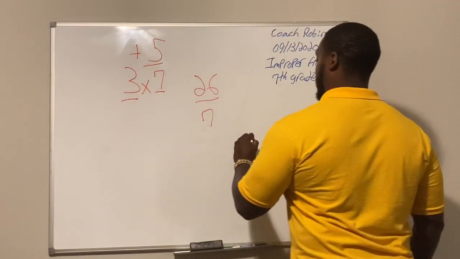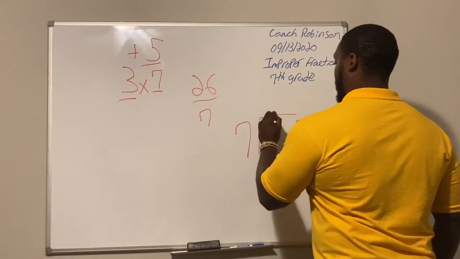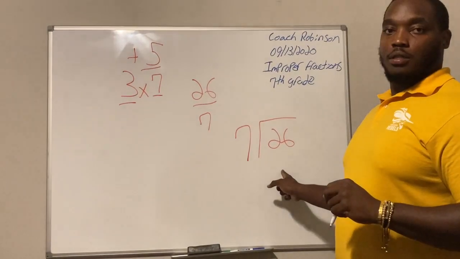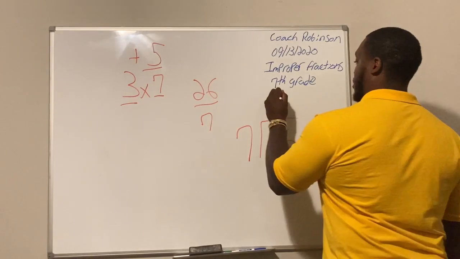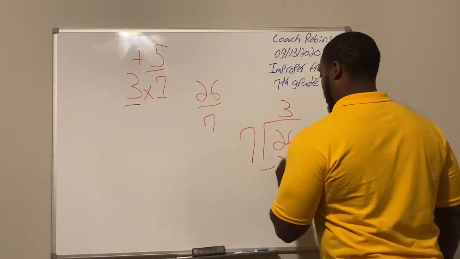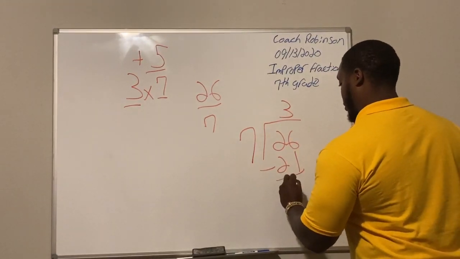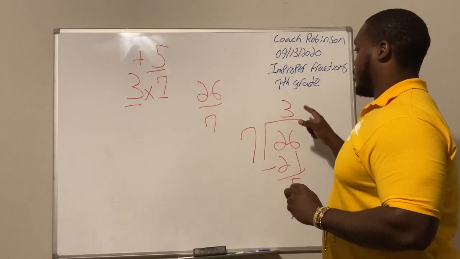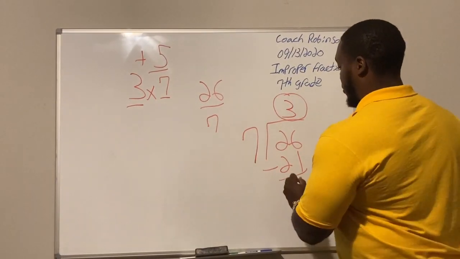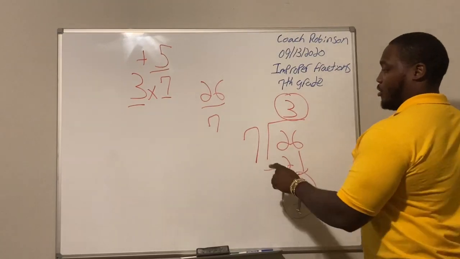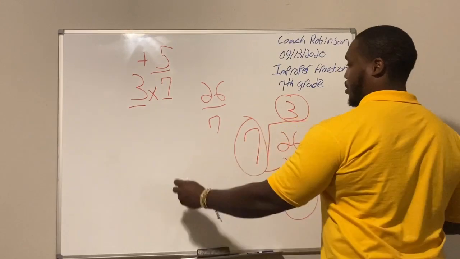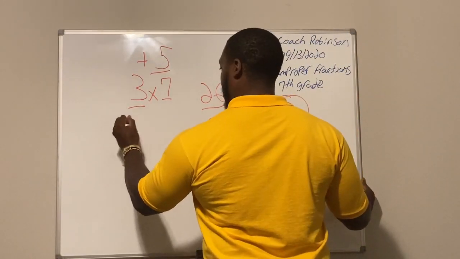So again, how could you turn this into a mixed number? You want to divide 7 into 26. Okay, 7 goes into 26 three times. 3 times 7 is 21. 26 minus 21 is 5. And like I said, the quotient is always the whole number. Your remainder is always the numerator. And your divisor is always the denominator. It's the same numbers from up here. Build your fraction: 3 5/7.